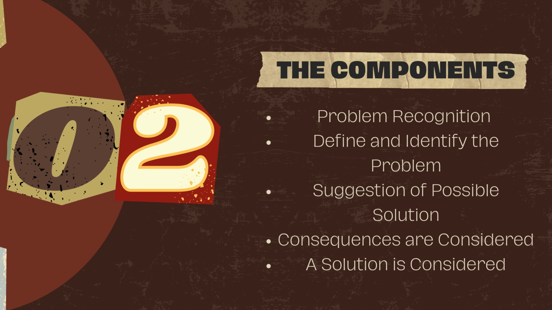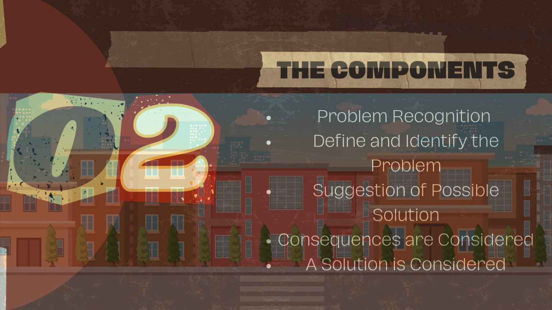John Dewey's model consists of 5 main stages, which are problem recognition. After that, define and identify the problem. Next, suggestion of possible solutions, and then consequences are considered, and lastly, a solution is chosen. Let's go through each of these stages using the torn shoes example with animation.